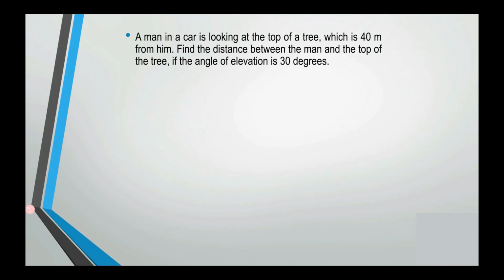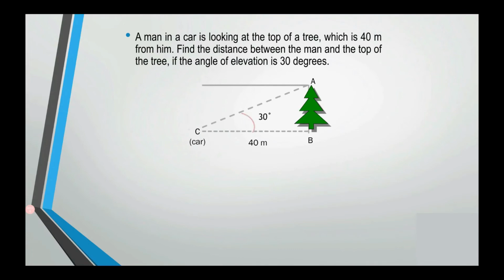Now let's move on to a second example. A man in a car is looking at the top of the tree. This is the man inside the car and this is the tree represented by AB. The man is looking at the top of a tree which is 40 meters from him, which means this distance CB is 40 meters. Now find the distance between the man and the top of the tree. So we have to find this line of sight. The angle of elevation is given as 30 degrees. So we have to just find AC over here.